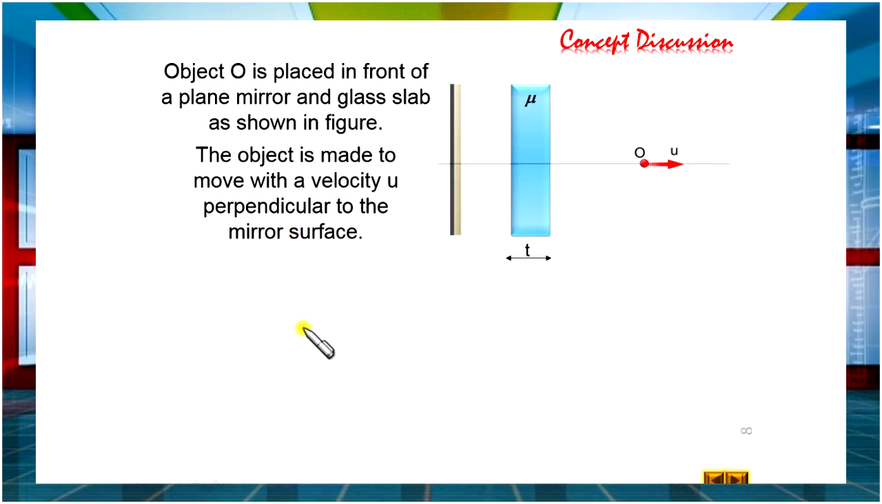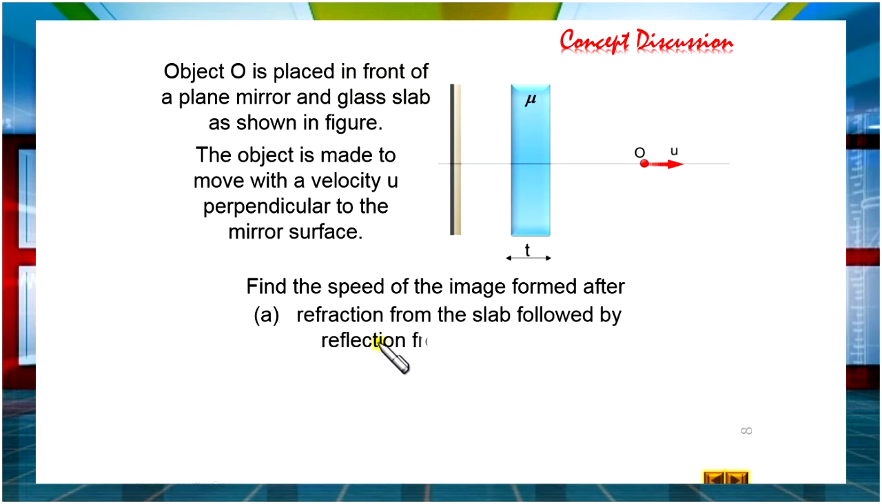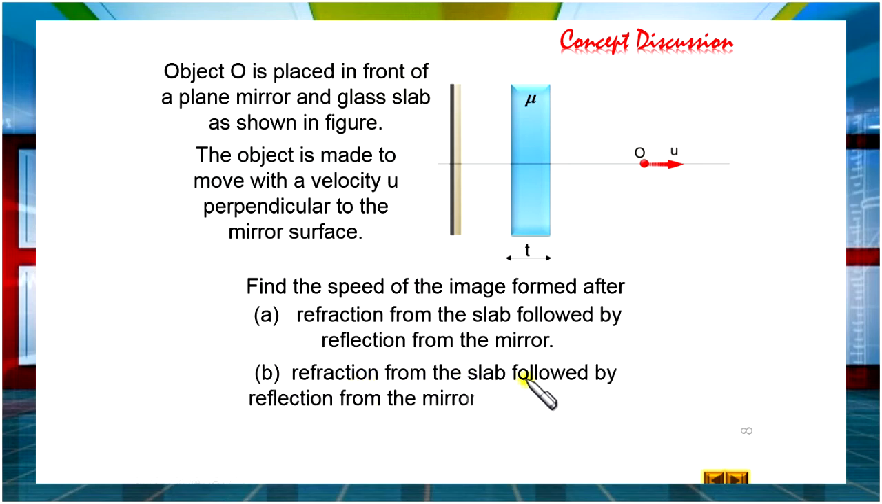The question is: find the speed of the image formed after, number one, refraction from the slab followed by the reflection from the mirror. That means the observer location should be here. If the observer is located here, what will be the speed of the image? And the second part of the question: refraction from the slab followed by the reflection from the mirror and followed by the refraction from the slab again. That means the observer position is here.